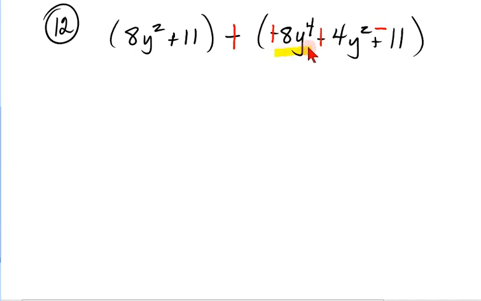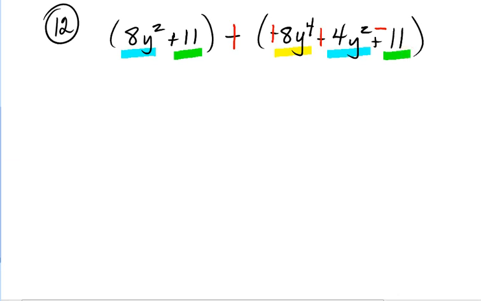Here's the largest powered term. Does it have any matching friends? No. Here's the next highest, and it does have friends. And then there is the constant, and there's constant friend.